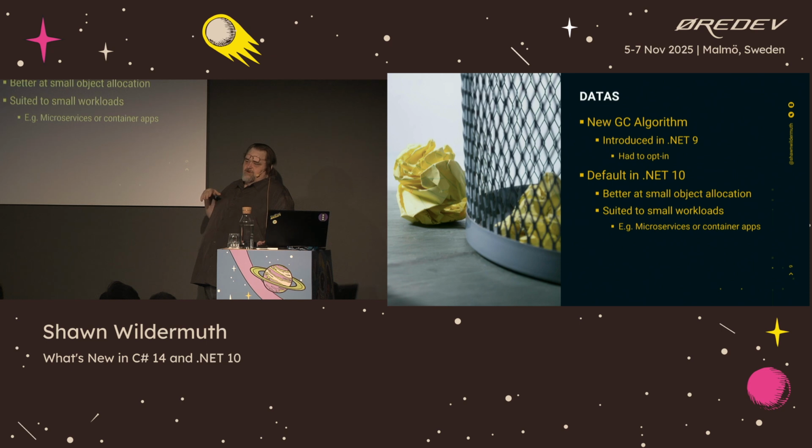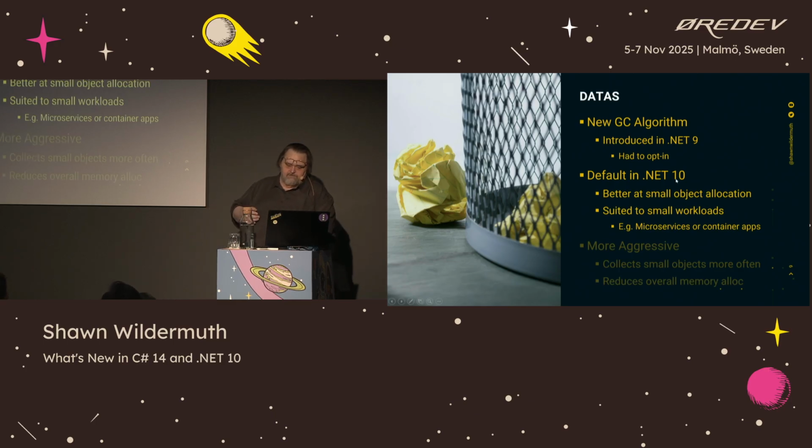Before, they would defer to having GCs less often, and that could make the memory grow larger than you'd want on these small workloads. You can turn it back off and go back to GC server, which is what most people are using for these kinds of things. But I think you'll find both a performance and especially a memory improvement by using Datus.